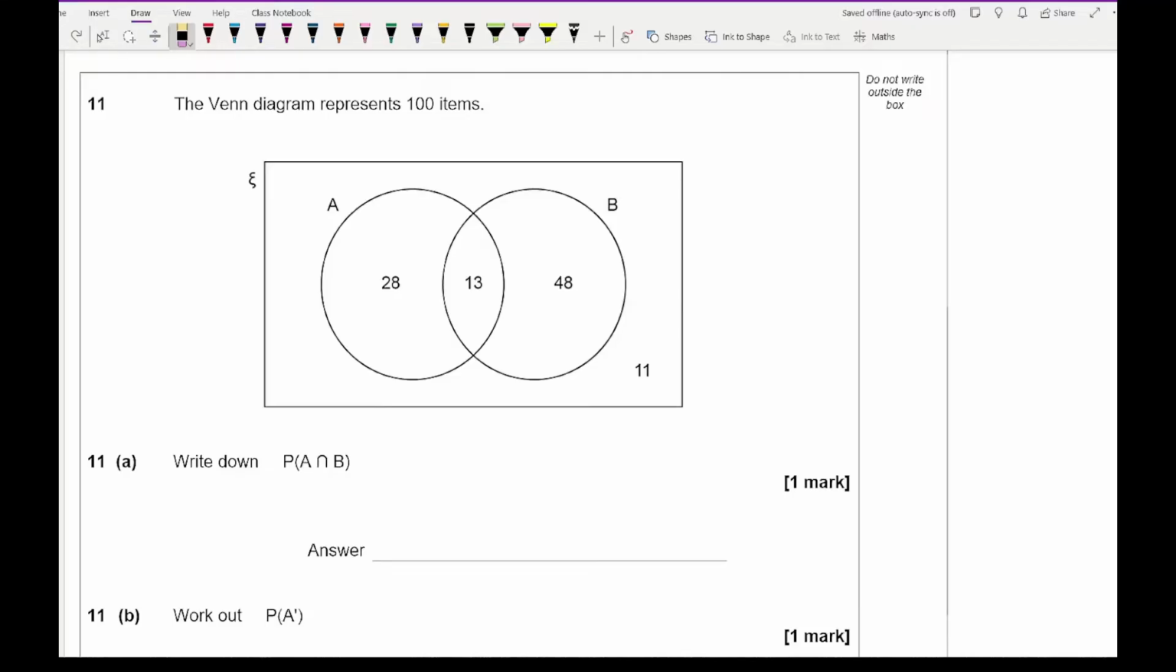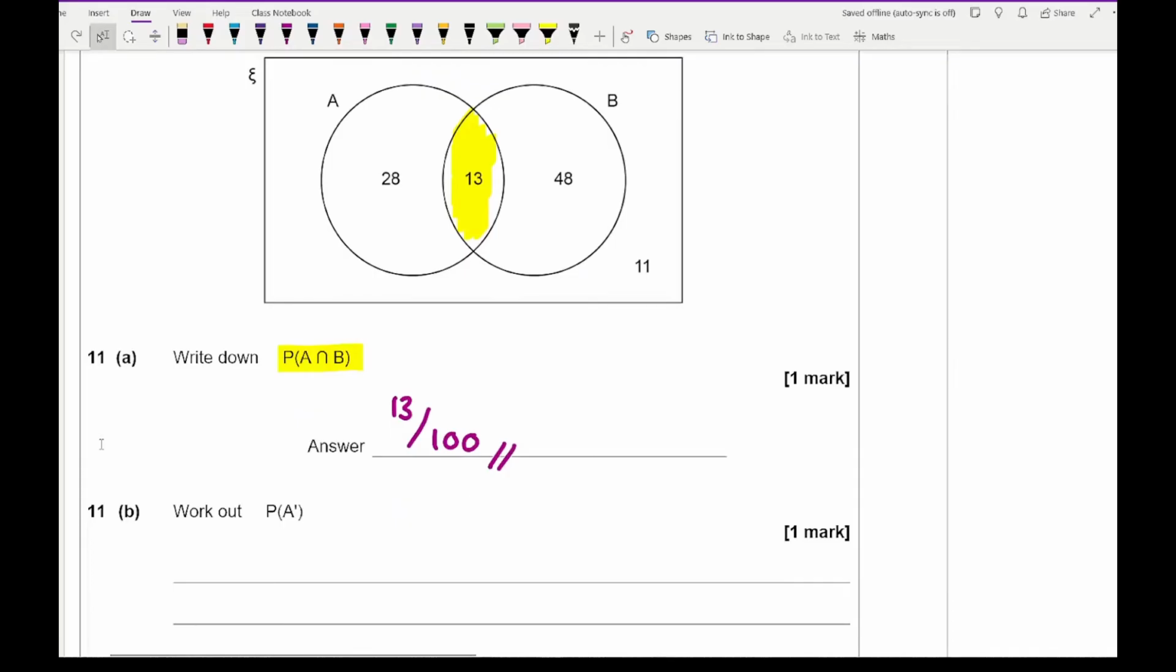Now moving on to question 11, it says the Venn diagram represents 100 items. I was going to say 1,000 there. It says write down the probability of A and B. Well, A and B is this middle bit here. And so because we're working out the probability, it's going to be 13 over the grand total, which is 100. And then a quick check, can we simplify that? No, we can't. So we're going to leave that as 13 over 100.